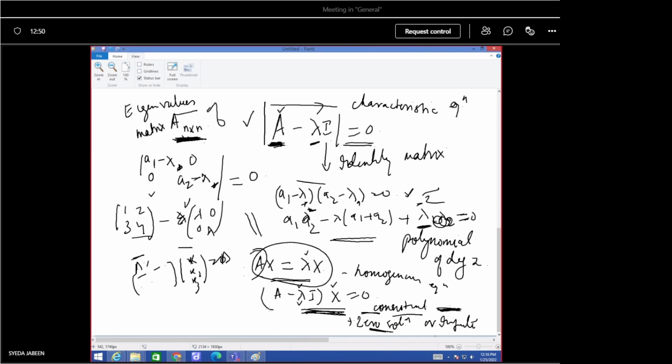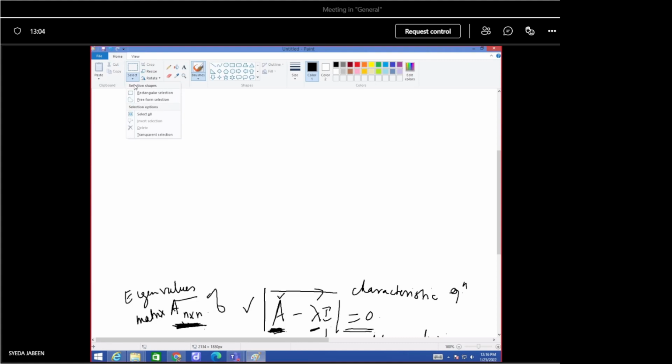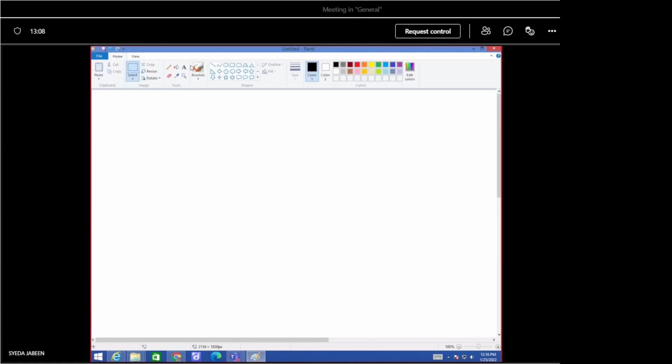So this matrix is known to you. A is known, lambda is known, and I is also known. So when you put this, you will get this known thing, and this is unknown. So we have to find the unknown value x. That means just we have to solve the system of equation. Let us come to the example. Let us take a simple example.